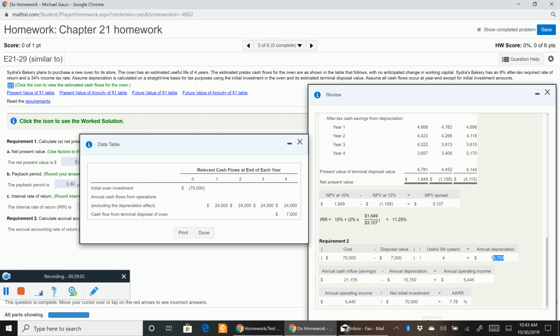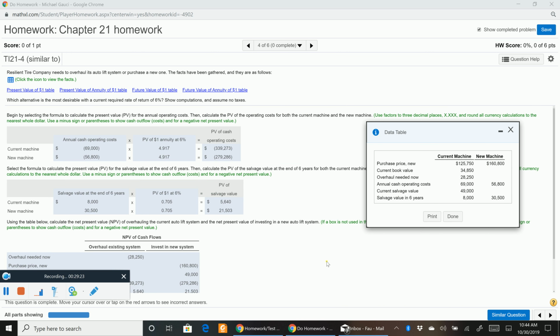So if we take our annual cash inflow minus the annual depreciation, that gives us accrual accounting operating income, which we will divide by the investment. That gives us 7.78%. That is known as the accrual accounting rate of return.